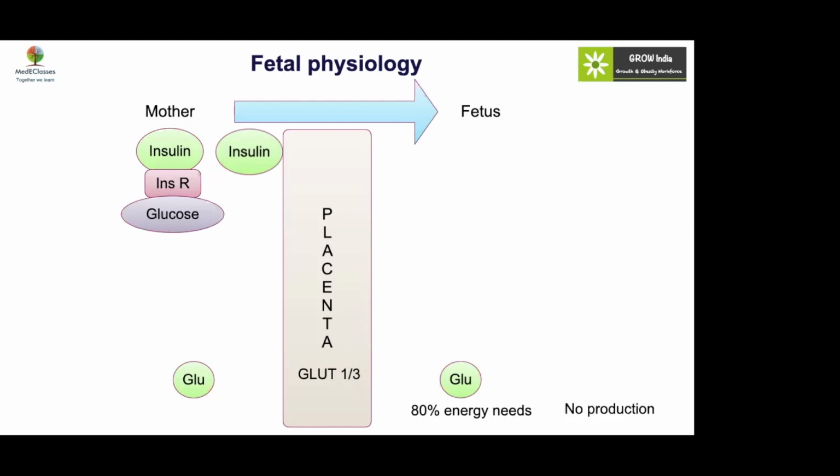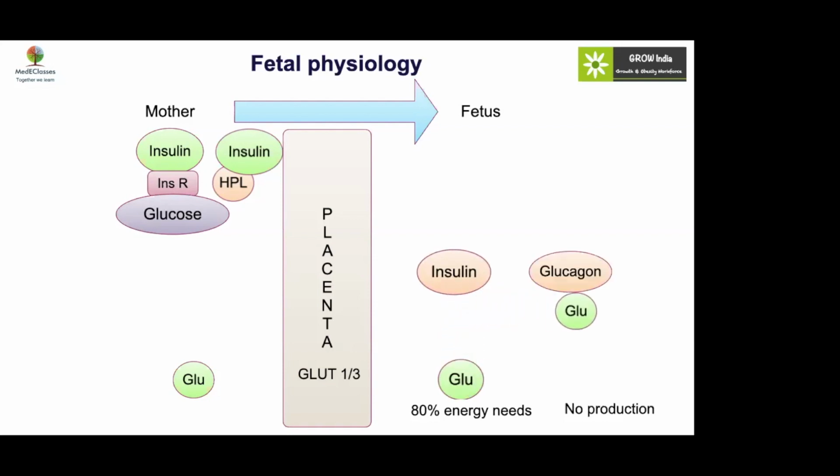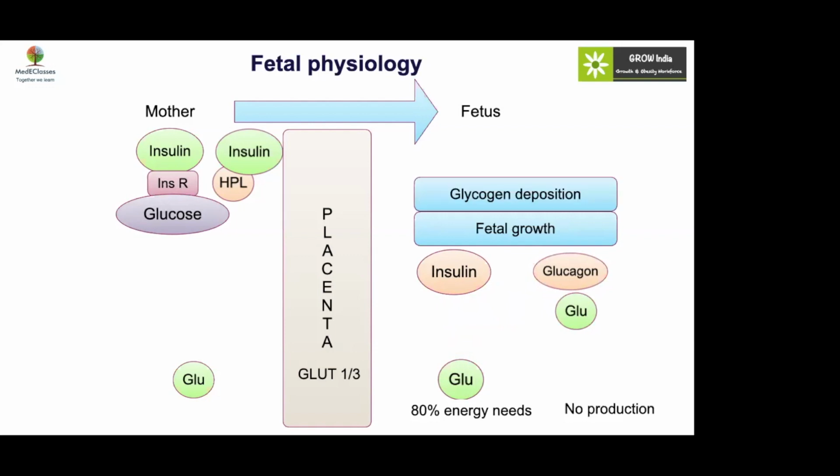Now, what baby does is that since its levels are 80% compared to the mother, it will do a trap. It will produce an anti-insulin hormone, the human placental lactogen, which will cause insulin resistance, and this will then result in hyperglycemia in the mother. And this hyperglycemia sustains the fetal growth, providing more glucose, which causes increased level of insulin, decreased level of glucagon, and this increased insulin-glucagon ratio causes fetal growth and causes glycogen deposition.